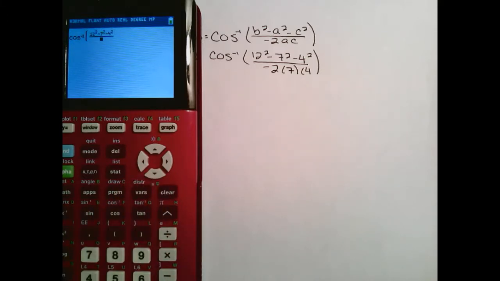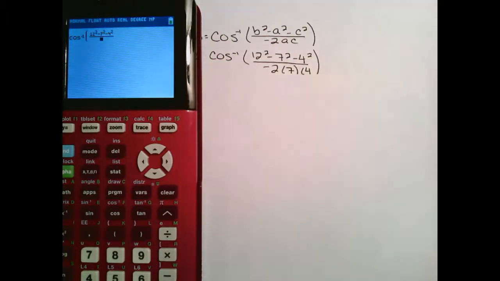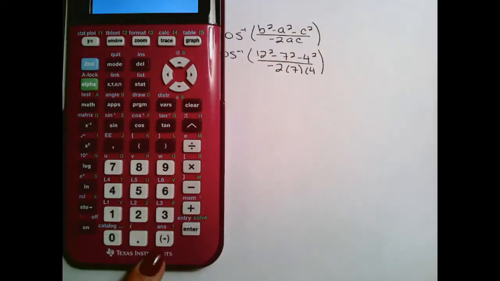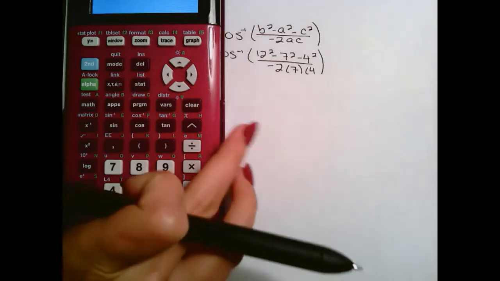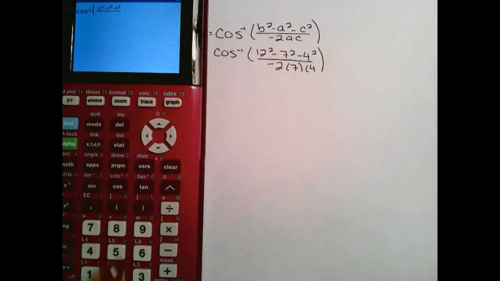All right, a big deal with these calculators is they are a little too smart, and they need you to be specific when you are talking about a minus, like what's in the numerator, and when you're talking about a negative, which is what's in the denominator. So all the way at the bottom of your calculator, underneath the 3, you have this negative sign. Make sure you press that one when you're in the denominator. So negative 2 times 7 times 4. Close that parentheses. And we have a domain error.